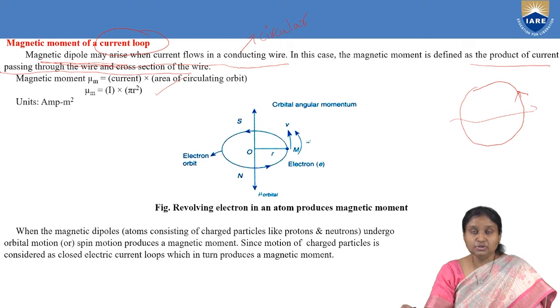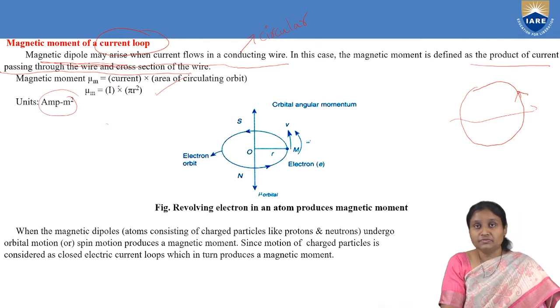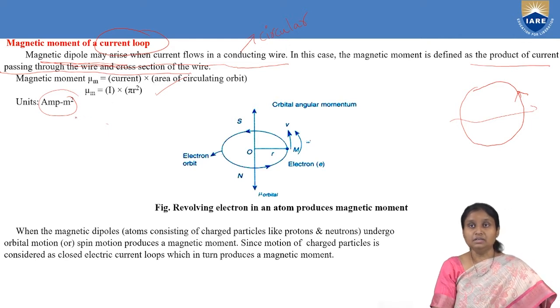And what is the unit? When we consider units, the unit for this magnetic moment will be ampere meter square. This ampere comes from the unit for current, and of course this meter square comes from the area of the circulating orbit. So this is the unit for magnetic moment of a current loop.